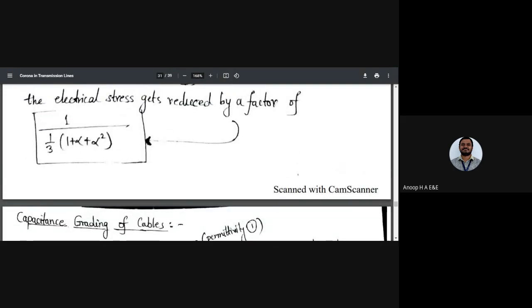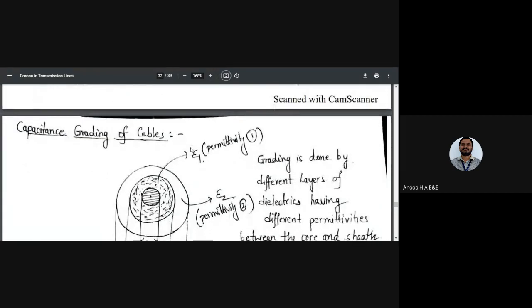I hope everyone has followed the derivation. Let us move on to the next derivation, that is, using different permittivities to grade, or obtain a uniform distribution of, electrical stress. So we are going to have the capacitance grading of cables. The second derivation is the capacitance grading of cables. After this, we are going to have numerical problems on both intersheath grading and capacitance grading.